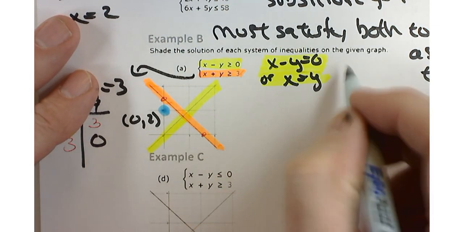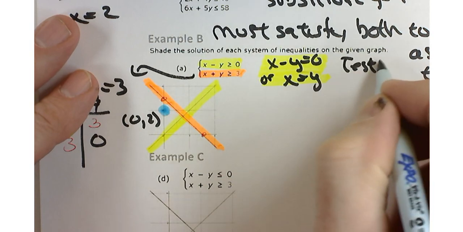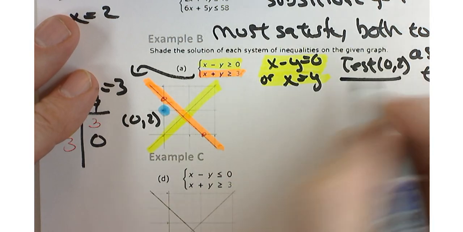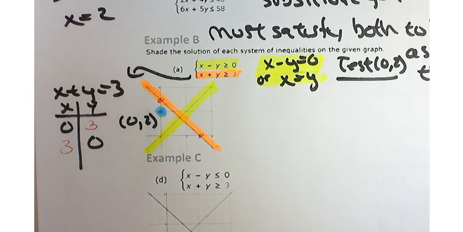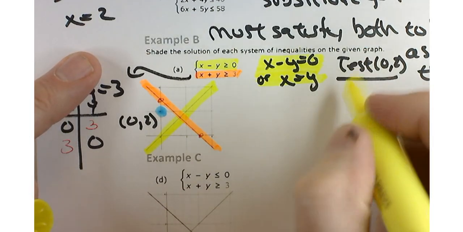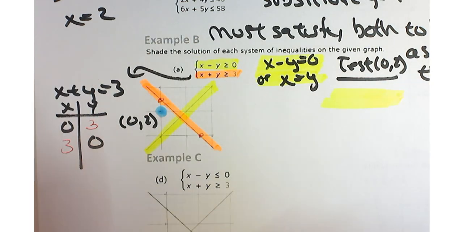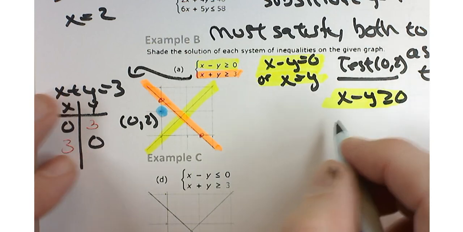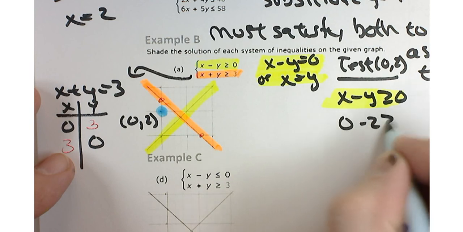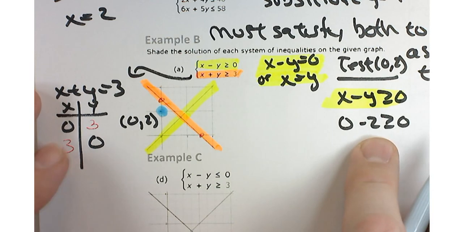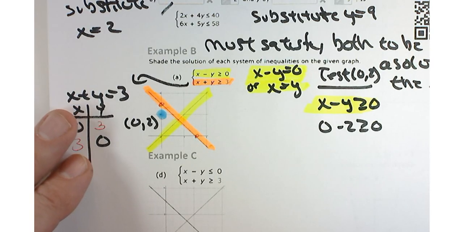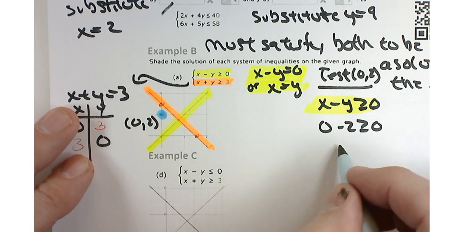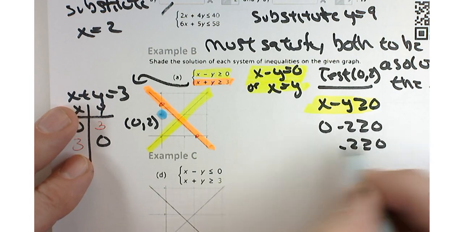So let's see, we'll test 0, 2 in this inequality. X minus y is greater than or equal to 0. So 0 minus 2 is greater than or equal to 0. Is that true or false? False. Negative 2 greater than or equal to 0? I don't think so. So that's false.